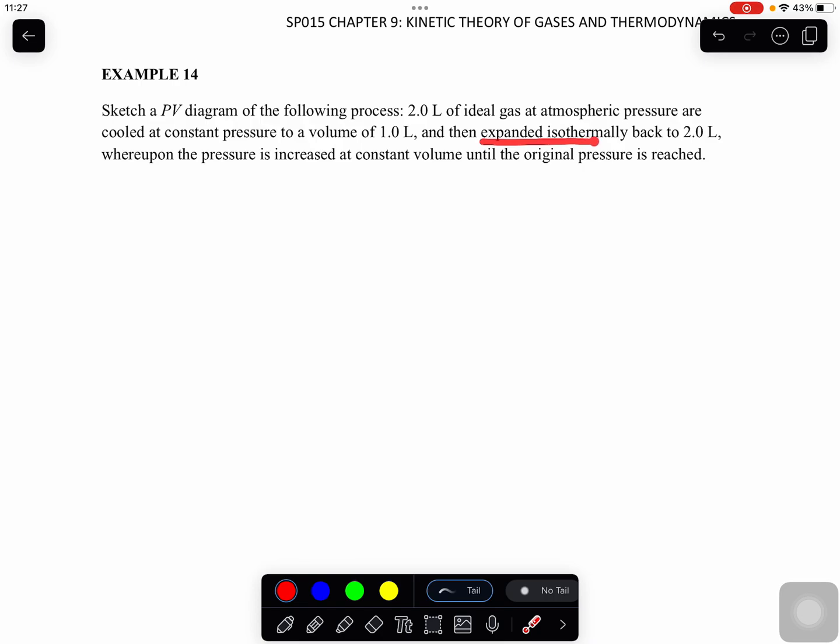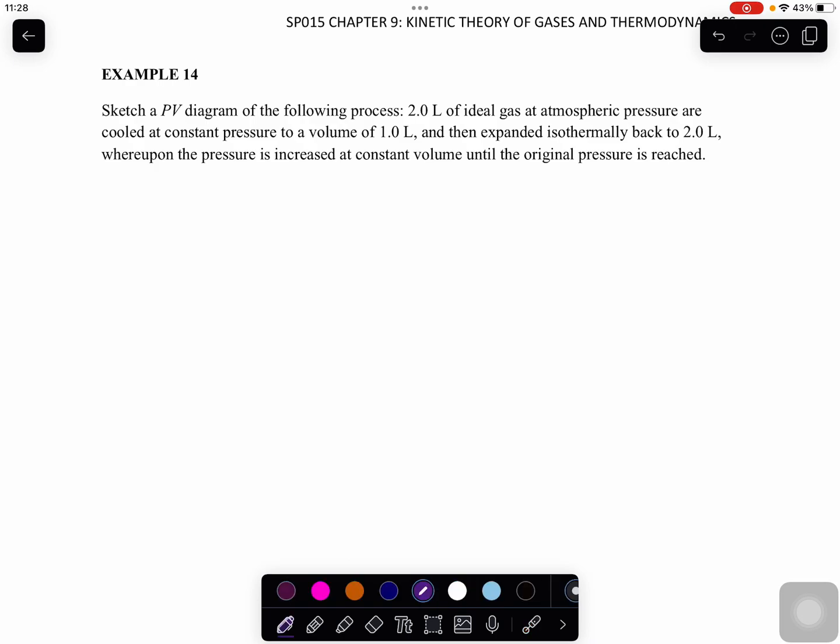And then expand isothermally back to 2 liter, whereupon the pressure is increased at constant volume until the original pressure is reached. Okay, so kita tengok satu-satu. Example ni sama macam example 13.